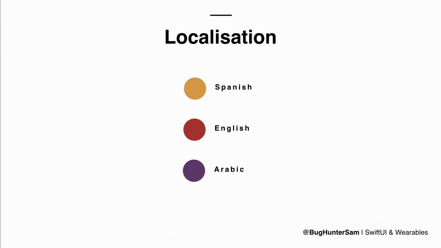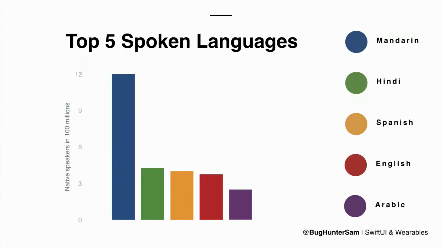Now, some localization considerations. If you launch in these 3 languages with your first app or in future iterations, adding further languages is going to be easier. And I'll go through the reasoning why I picked these ones. The top 5 spoken languages in the world on the y-axis there, you've got native speakers in 100 million. And we've got Mandarin, Hindi, Spanish, English, and Arabic are the top 5.